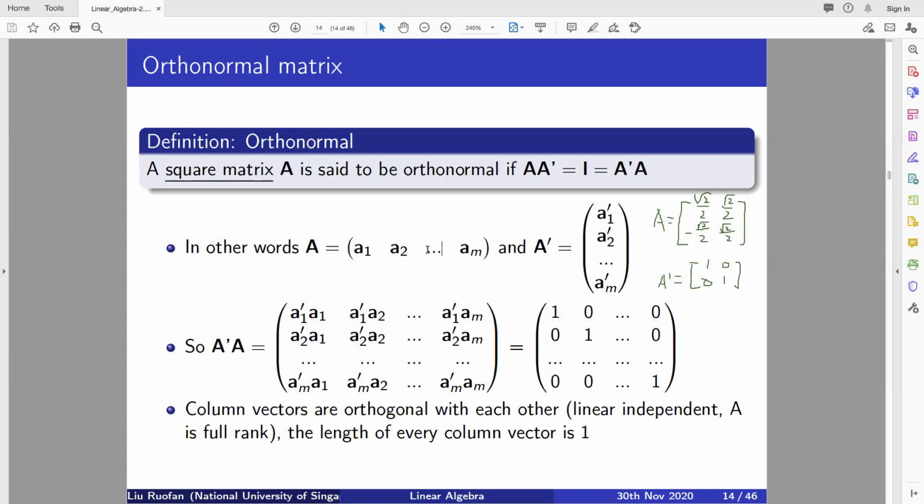Actually, here is very close to what you say, that A transpose is equal to an identity matrix. So actually, the identity matrix is an example of an orthonormal matrix, because the transpose of identity is equal to the inverse of identity.